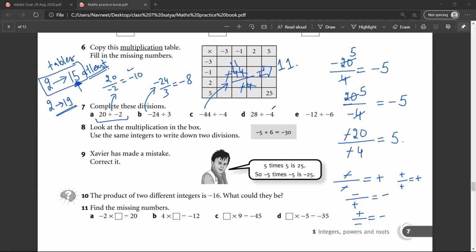Yes, sir. So, what is the answer for this and this? Yeah, sir. I haven't completed it. Yes, sir. 28 divided by minus 4 is? Minus 7. Shabash. And minus 12 divided by 2? Yeah, perfect. Minus 12 divided by minus 6, minus and minus will cancel. The answer would be 2. Perfect.